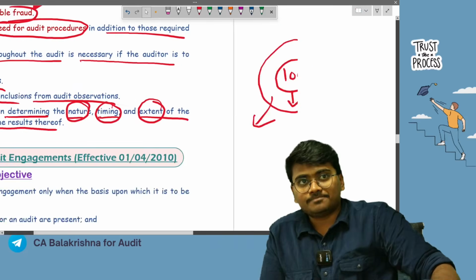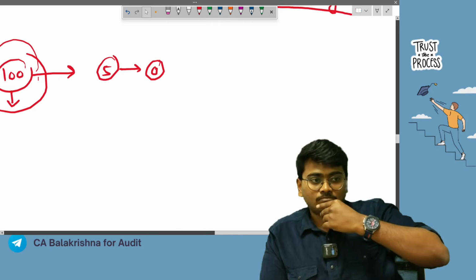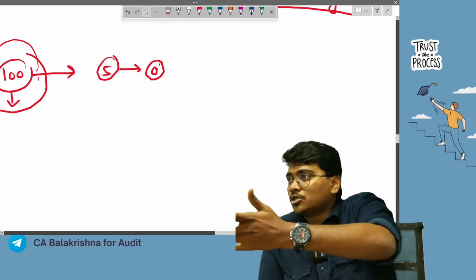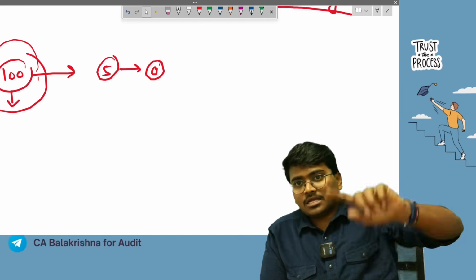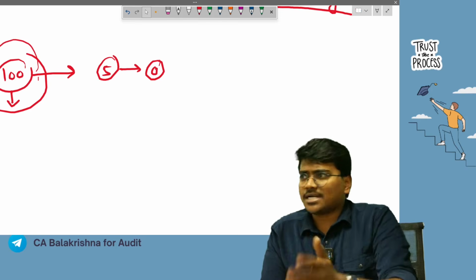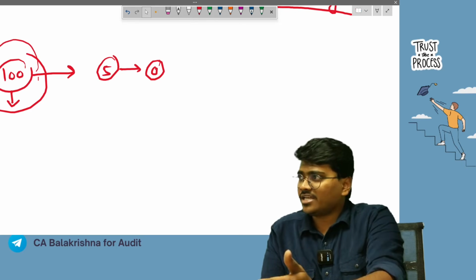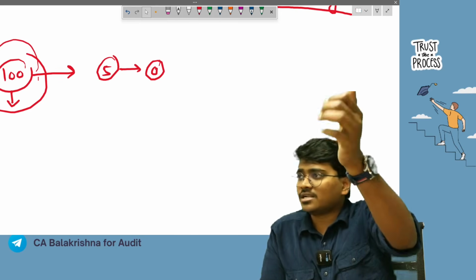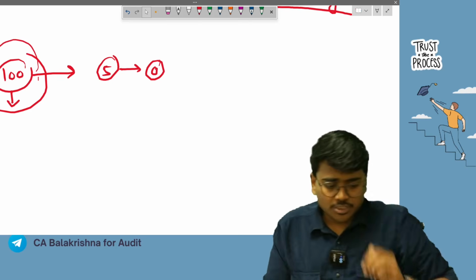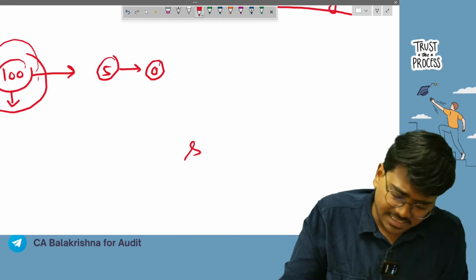See, for example, you have audited the entity for the last year. In the last year, as part of the audit, you will verify internal controls. In the last year, you have verified internal controls with respect to, let's say, sales transactions.